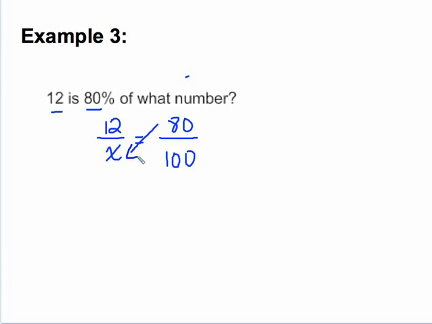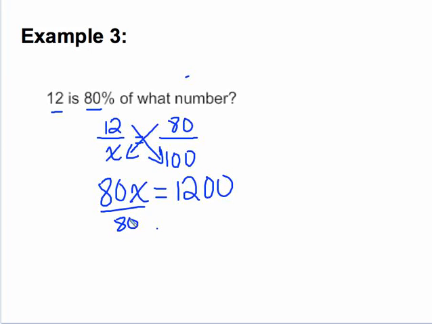I'm going to cross multiply. I'm going to get 80x equals 1200. To isolate my variable, I'm going to divide by 80 on each side. I will get that x is equal to 15. So in answering the question, 12 is 80% of what number? Well, that number is 15. So again, if you were to take a quiz that was 15 problems long and you got 12 of them correct, you would have an 80% on that quiz.